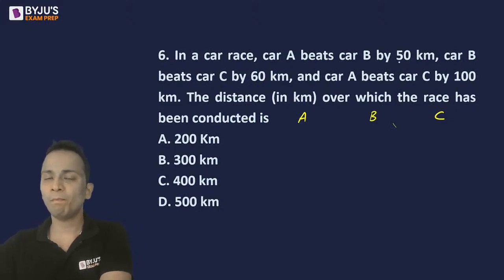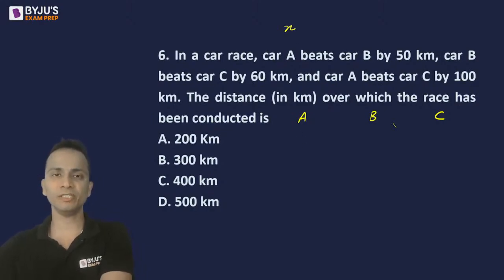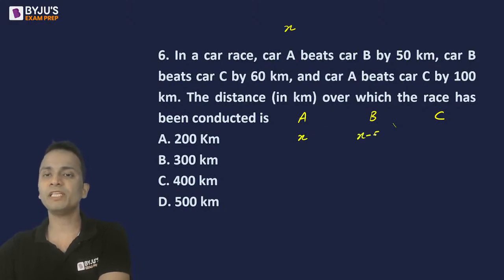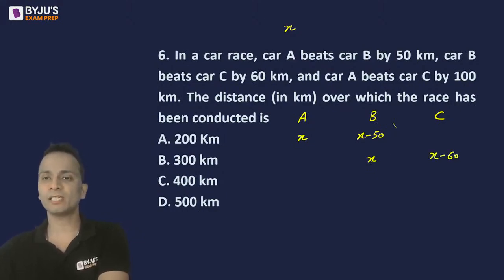A beats B by 50 kilometers, B beats C by 60 kilometers, and A beats C by 100 kilometers. We have to find out the length of the racetrack. If I assume the length of the racetrack as X kilometers, when A covers X kilometers, A beats B by 50 kilometers. That means B has traveled 50 kilometers less than A. Similarly, B beats C by 60 kilometers, so when B covers X, C covers X minus 60. And finally, A beats C by 100, so when A has covered X kilometers, C will cover X minus 100.